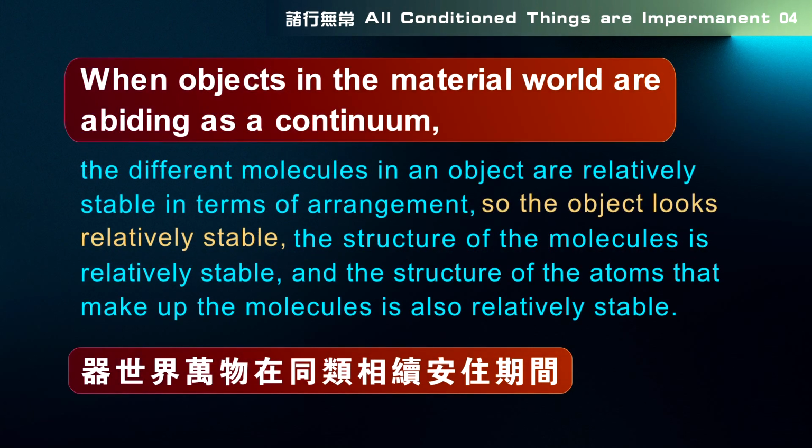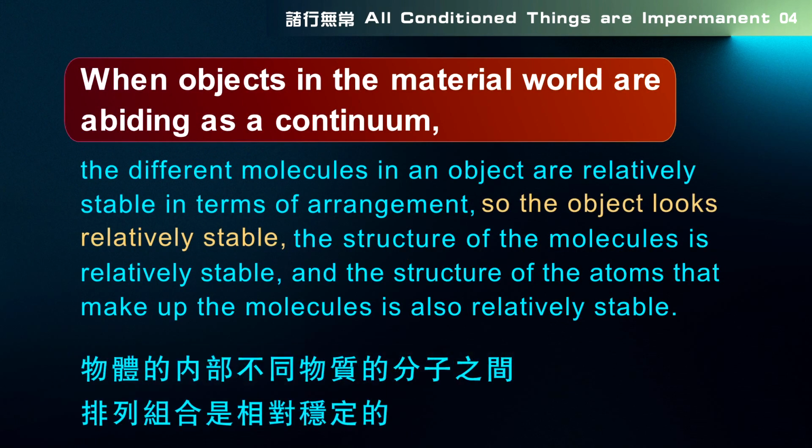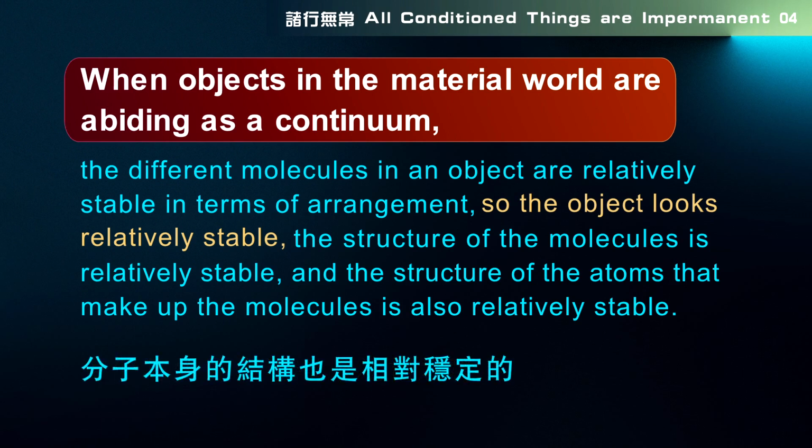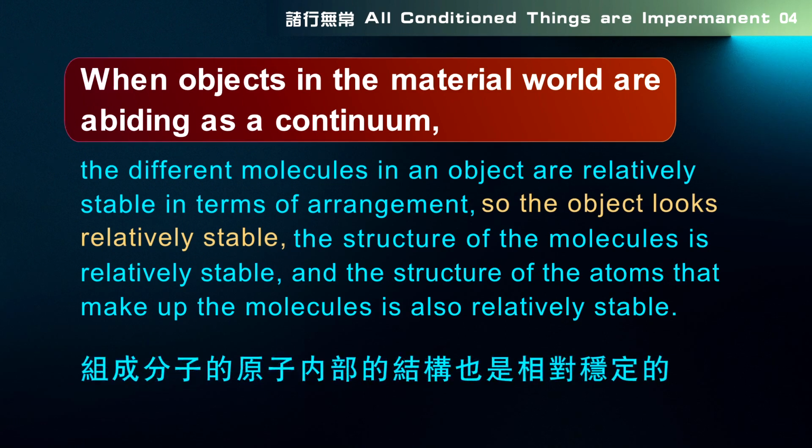When objects in the material world are abiding as a continuum, the different molecules in an object are relatively stable in terms of arrangement, so the object looks relatively stable. The structure of the molecules is relatively stable, and the structure of the atoms that make up the molecules is also relatively stable.